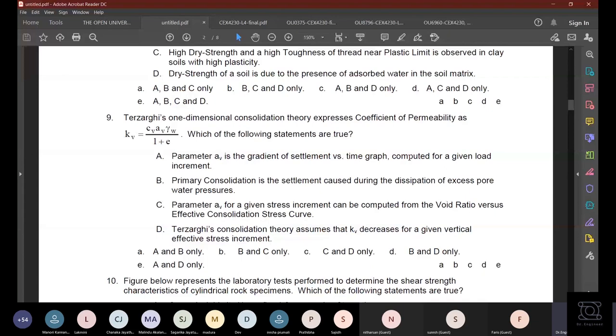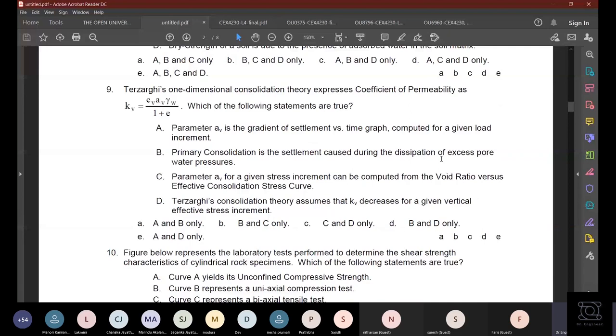So statement C is correct. Terzaghi's consolidation theory assumes that kv decreases for a given vertical effective stress increment. No, it assumes that kv is constant. That is a drawback in his theory. Actually kv decreases as the particles rearrange and compact more and more, but the theory assumes it as constant. There are a few other assumptions, such as one-dimensional drainage in the direction of the load application, and that the clay is homogeneous. So statement D is also wrong. B and C are correct, so option B.